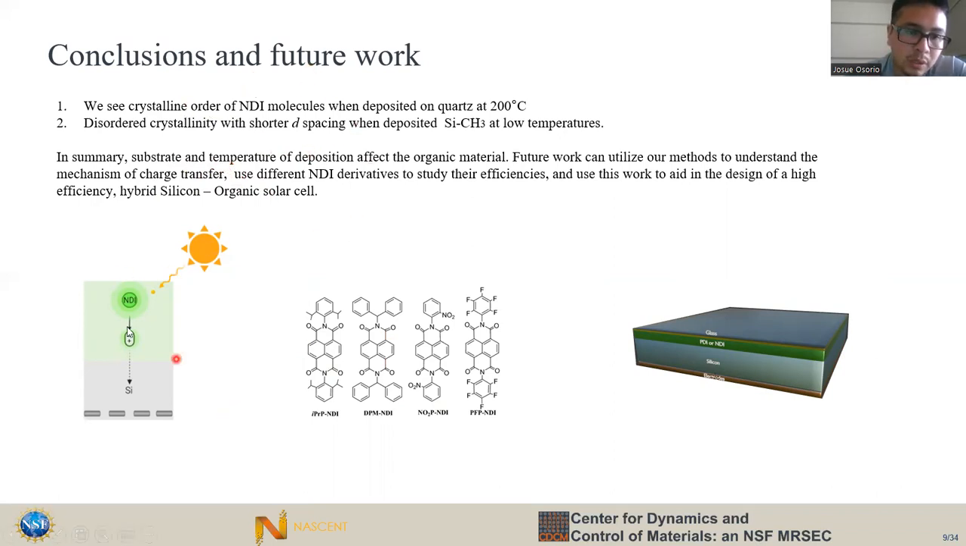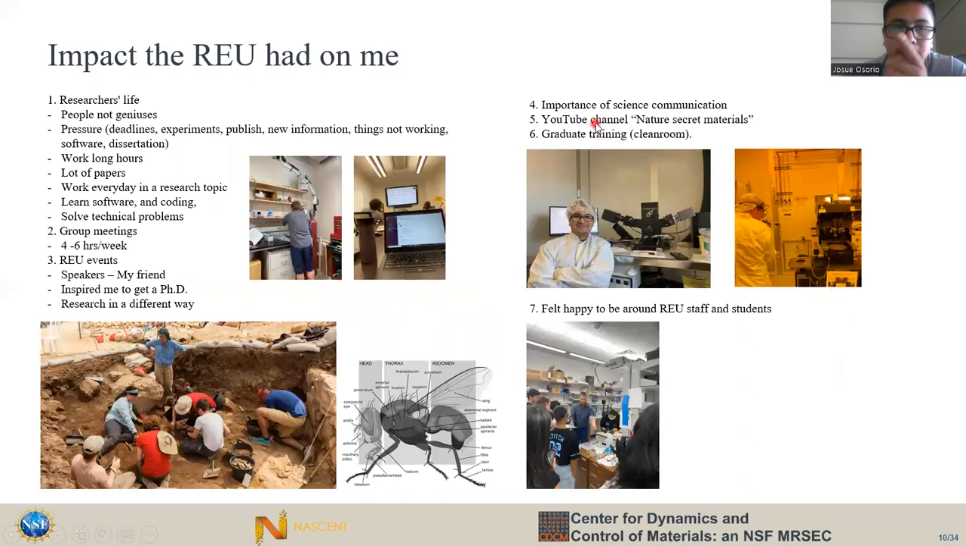And now for future work, scientists still don't understand how this works. Don't understand how we can transfer charges to silicon. We know it happens, we still don't know how it happens. And then other people can study different types of NDI because we can modify the type of NDI we have, and that is also going to affect the efficiency. And finally, our work can help to understand or to really make a functioning solar cell, for all of you entrepreneurs.